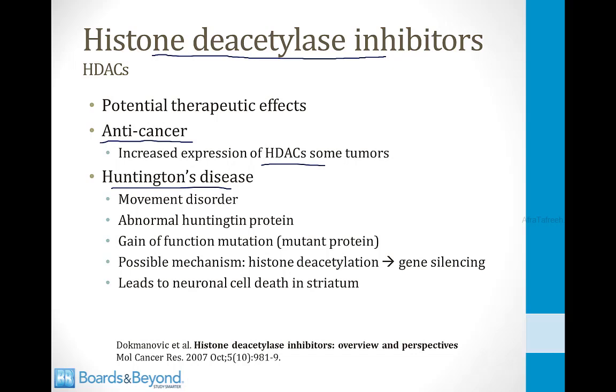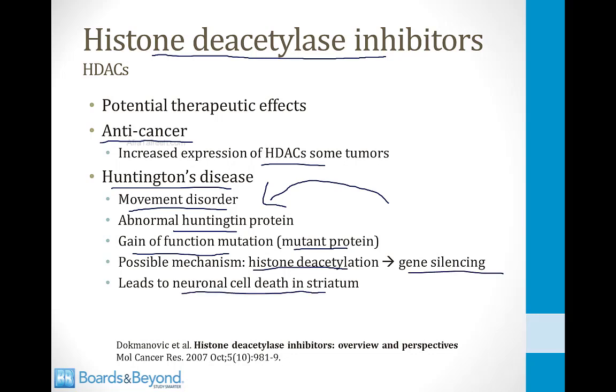Huntington's disease is also a disorder where histone acetylation may play a role. I discussed this in the neurology modules. It's a movement disorder where patients have an abnormal protein called the Huntington protein. This is a gain of function disease. There's a mutant protein that is overactive. And one of the possible mechanisms by which this Huntington protein becomes overactive is through histone deacetylation, which silences genes that should control the Huntington protein. And it's thought that this may lead to neuron death in the striatum. So there are histone deacetylase drugs being studied for treatment of Huntington's disease.